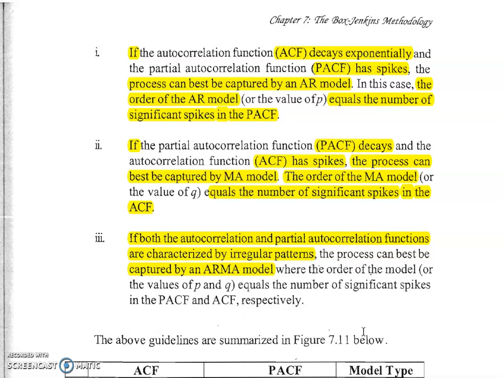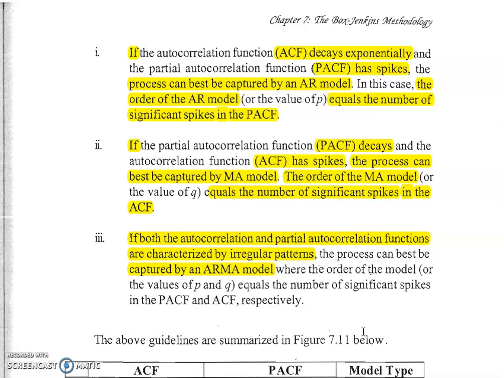In this case, the order of the AR model can be determined by the number of significant spikes in the PACF. So in order to get the AR model, how many P, how many parameters, we can look at the significant spikes in the PACF. If the partial autocorrelation function PACF decays and the ACF has spikes, the process can best be captured by an MA model. The order of the MA model, the number Q, equals the number of significant spikes in the ACF. So in order to find how many theta in the MA model, we can look at the ACF plot.